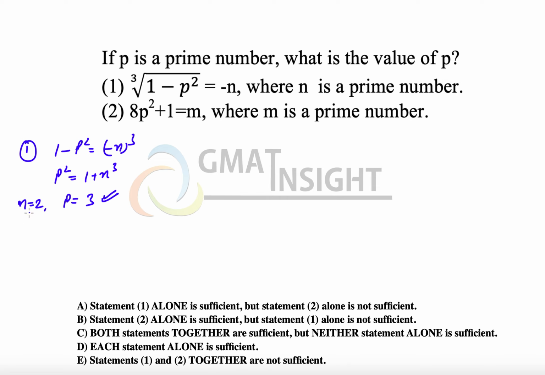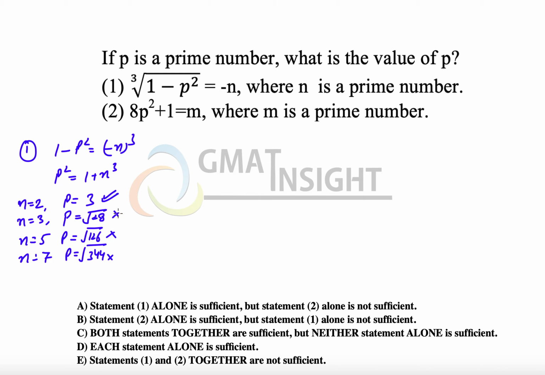Now, if we substitute more values of n, let's see what happens. I substitute n equal to 3, then P square will be equal to 3 cube plus 1. That means P will be the square root of 28. Because P will be the square root of 28, certainly it's not going to be a prime number. Leave aside that, it will not even be an integer. Similarly, I want to test more such values. I substitute n equal to 5, so P becomes the square root of 5 cube plus 1, which is the square root of 126, not a prime number. If you substitute n equal to 7, P is equal to the square root of 344, not a prime number.